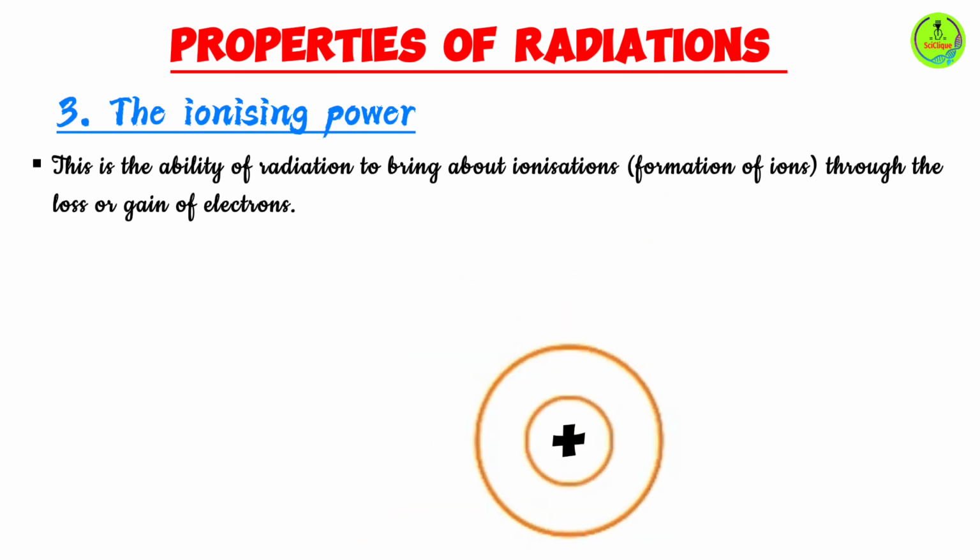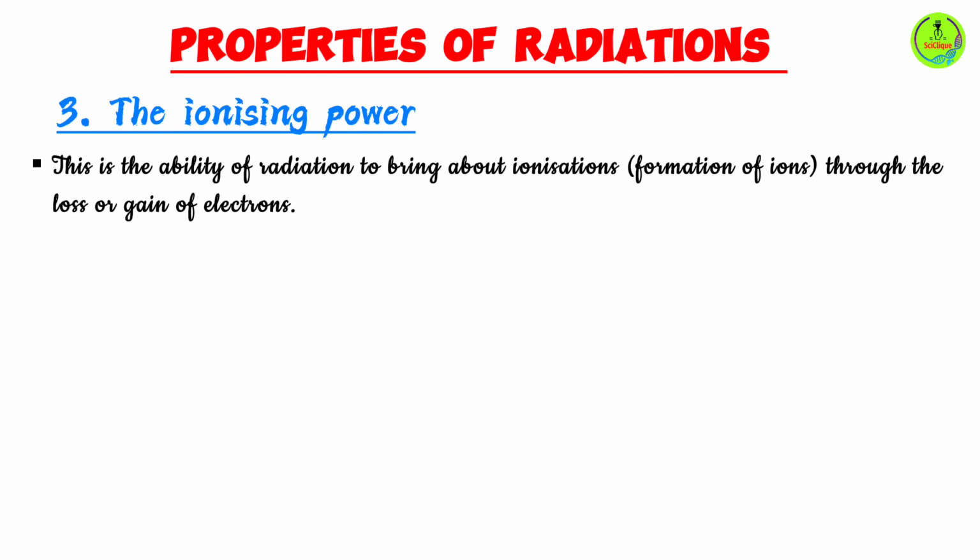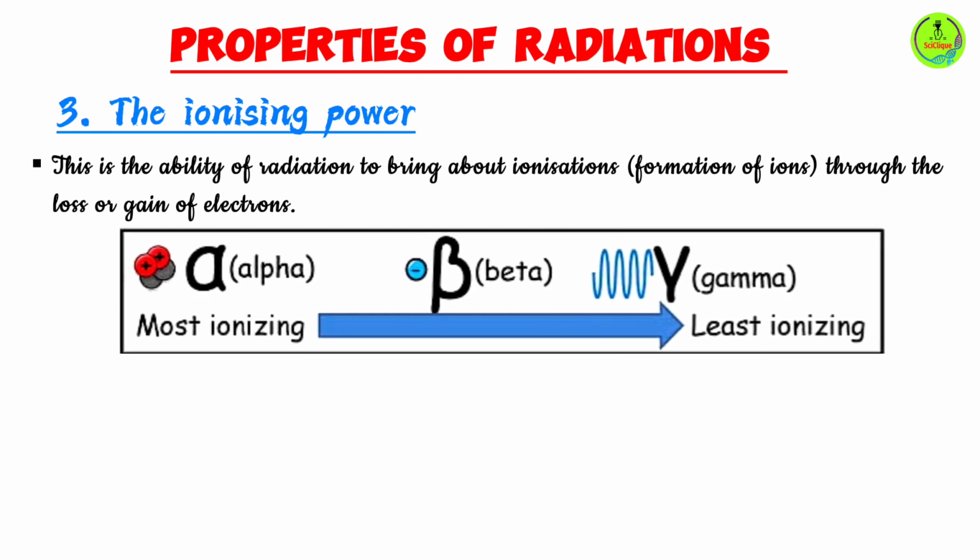Now, not all radiations have enough energy to cause ionization, but all three in this case, alpha, beta, and gamma, do bring about ionization, but the degree of ionization is different. So what happens is that out of the three, it's the alpha particles that have the highest ionization power. Now, this is because of two reasons. Number one is that they are heavy and slow, and number two, because of the positive charge that they have.